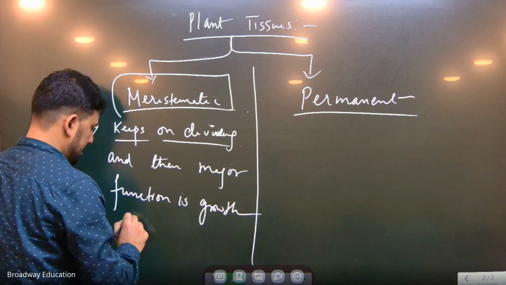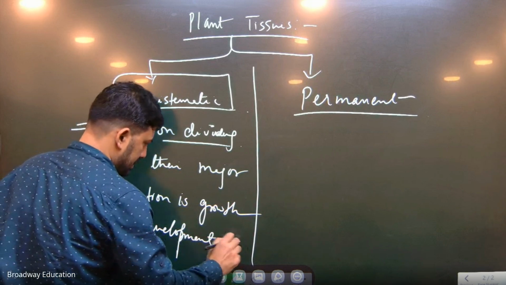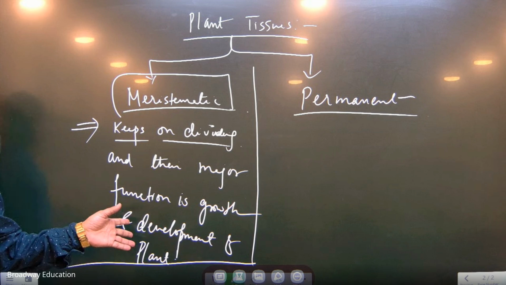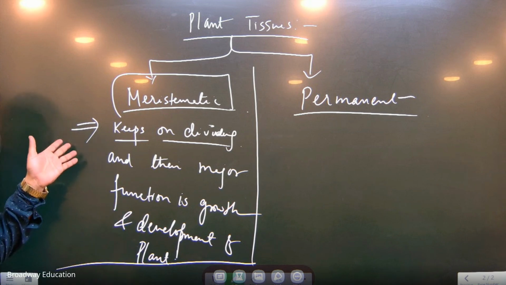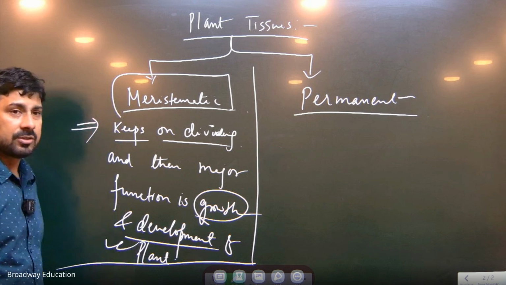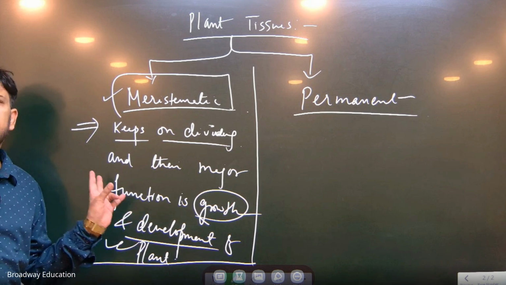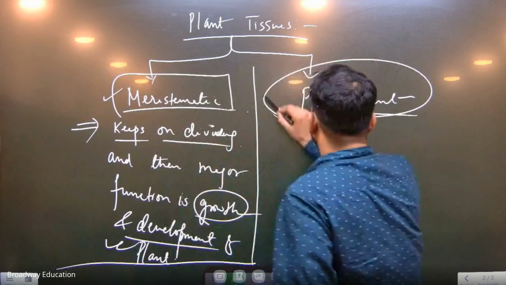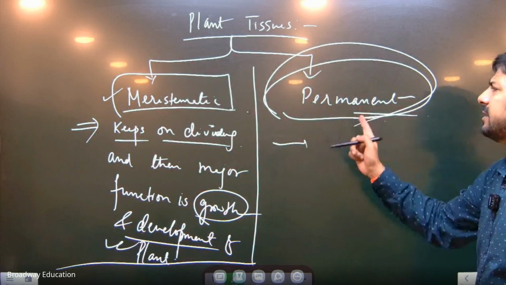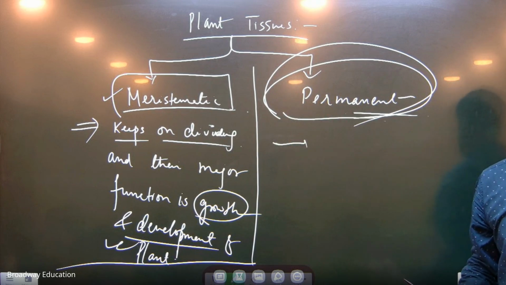Getting my point? Is this part clear to everyone? Yes, no? Yes. So those tissues which keep on dividing and whose main function is the growth and the development of the plant can be included under what? The meristematic tissues. Is this part clear? Now, permanent tissues are those meristematic tissues only that have lost the power of regeneration. As simple as that. Is this part clear?